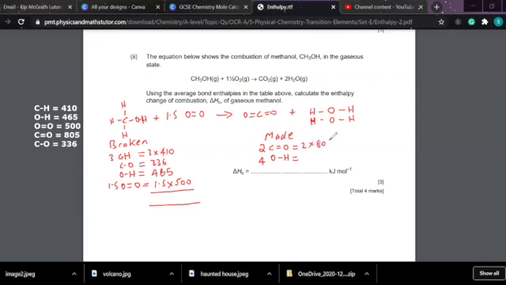And then on the other side, 2 times 805 and 4 times 465. Okay, when I do the calculation, delta H equals bonds broken minus bonds made. So my bonds broken comes up to 2781. The bonds made is 3470. And then I need to take away those 2 numbers. And I get minus 689 kilojoules per mole.